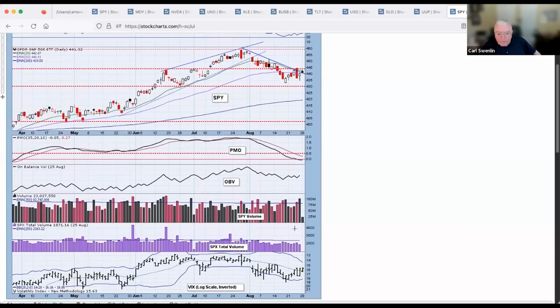And one of the things I've been watching is the S&P 500 total volume, and that's been really light versus the 250-day moving average of daily volume, which is basically the one year. So when we had that bounce on Friday, you notice the volume was very slight. It was well below the moving average.